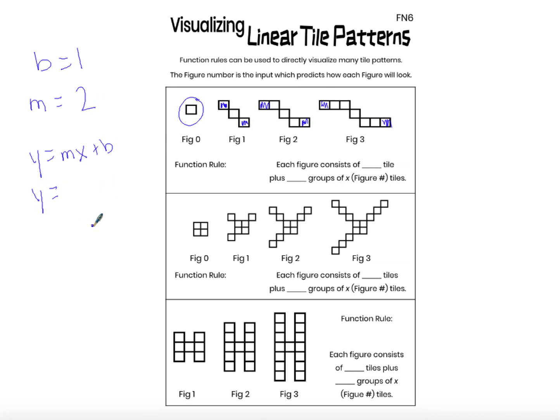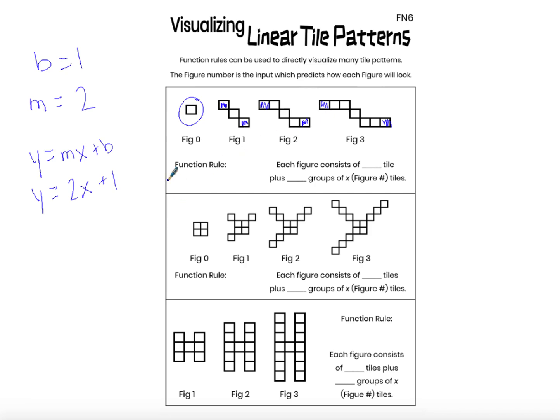That means in my linear unit, I would have written the equation to describe this tile pattern as y equals mx plus b, 2x plus b, where b is 1. Y equals 2x plus 1. This means that, for example, figure 1 has 2 times 1 plus 1, which is 2 plus 1 or 3 tiles. Figure 2 has 2 times 2 plus 1, 4 plus 1 or 5 tiles. And figure 3 has 2 times 3, which is 6, plus 1, which is 7 tiles, because my figure number is always my input. So here x is 1, x is 2, and x is 3.